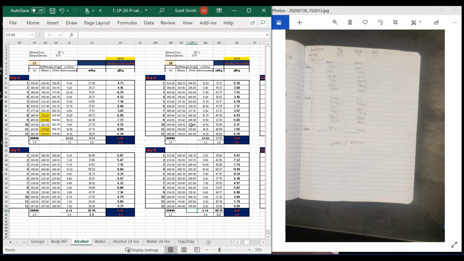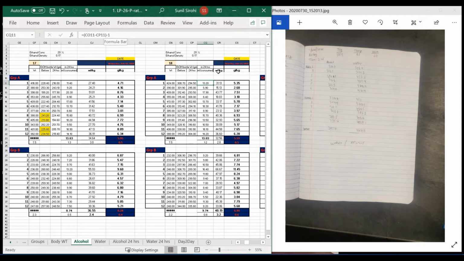I really want two people to double check this. For example, if Larry is entering or Joy is entering, both of you should double check that the data entry is correct. You look at the notebook and then look at the Excel file and make sure that the numbers are correct.